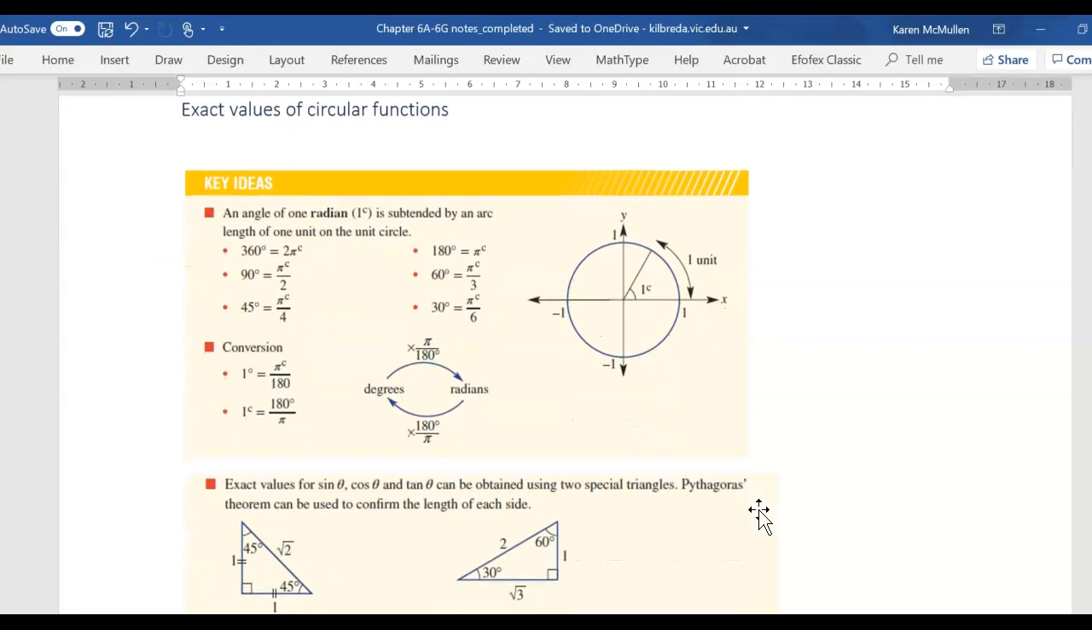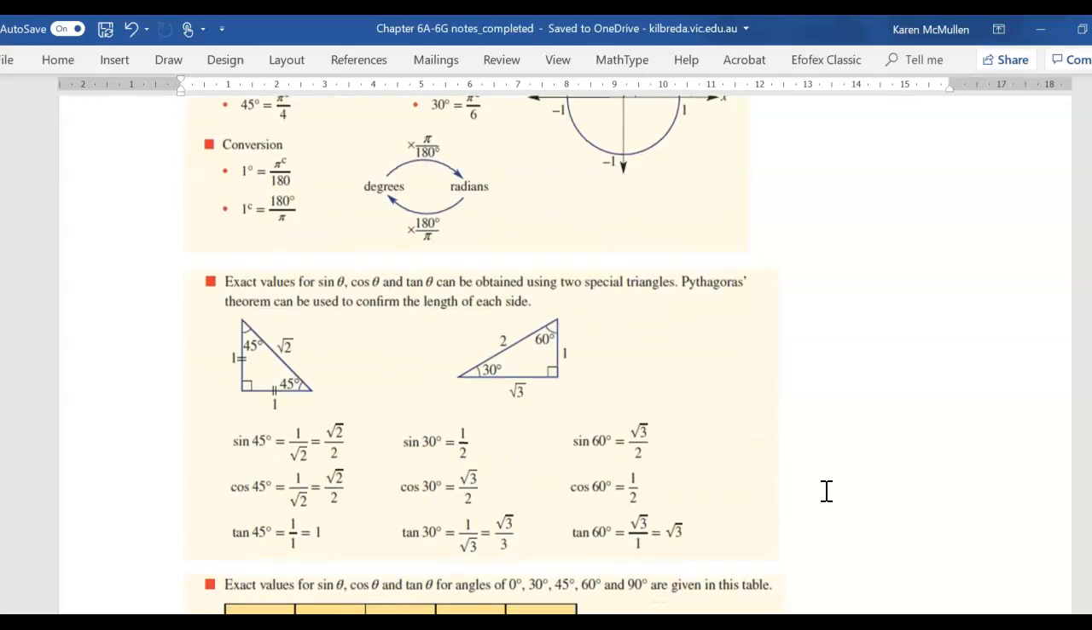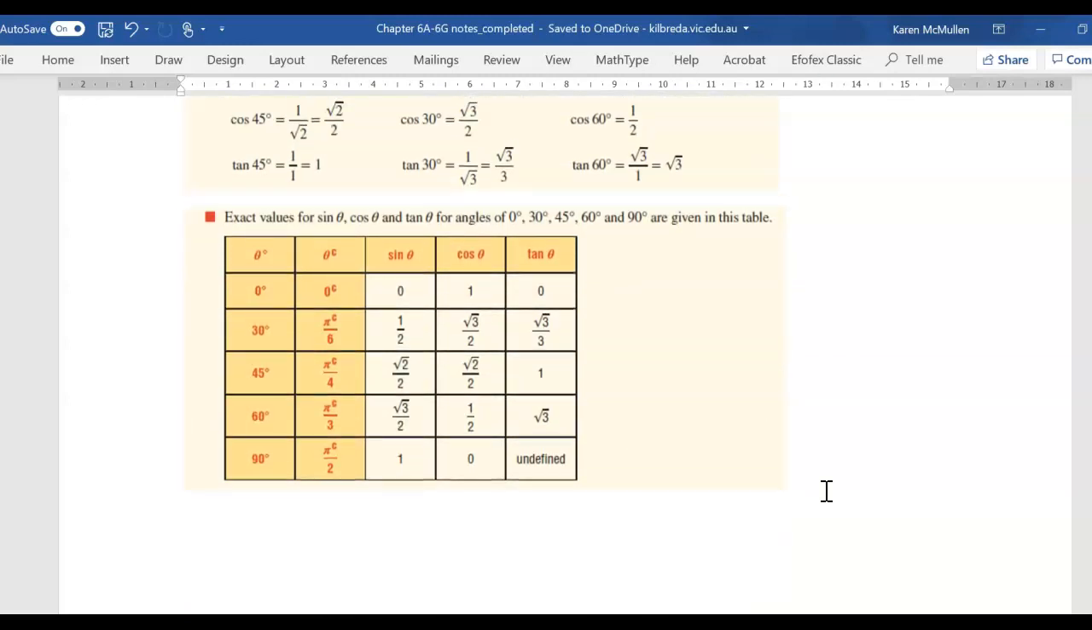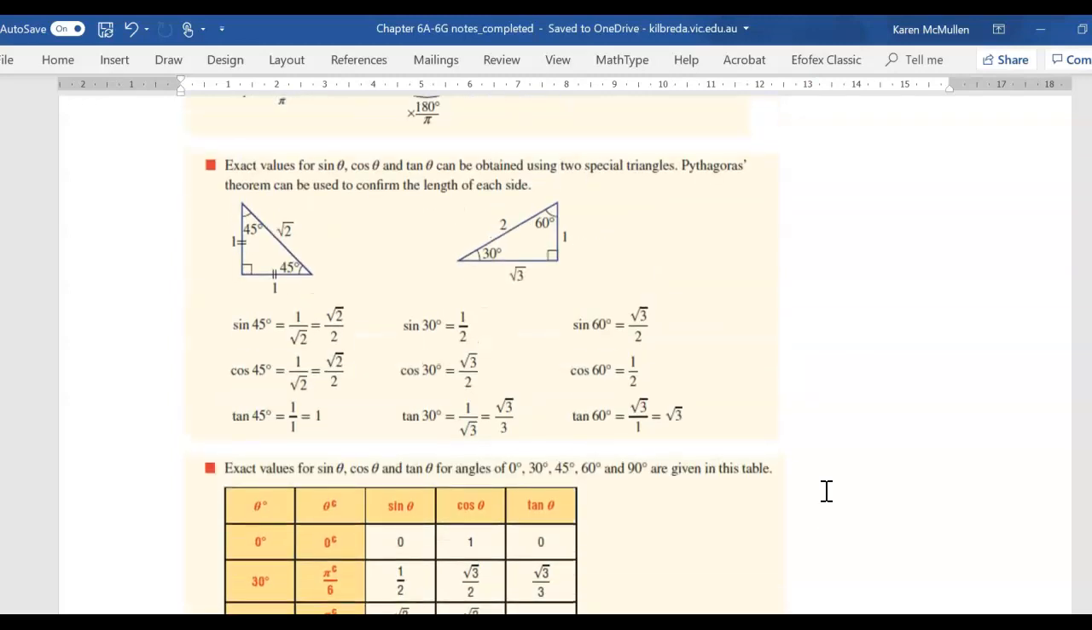Now, exact values. You do need to know your exact values. You don't have to learn how they relate to degrees. You just have to remember your exact values. If I scroll down here, basically you need to remember this table. I'll explain one way of remembering it, which is drawing these two triangles. Some students prefer to draw these and then think of SOHCAHTOA, and then they can write down these values here.